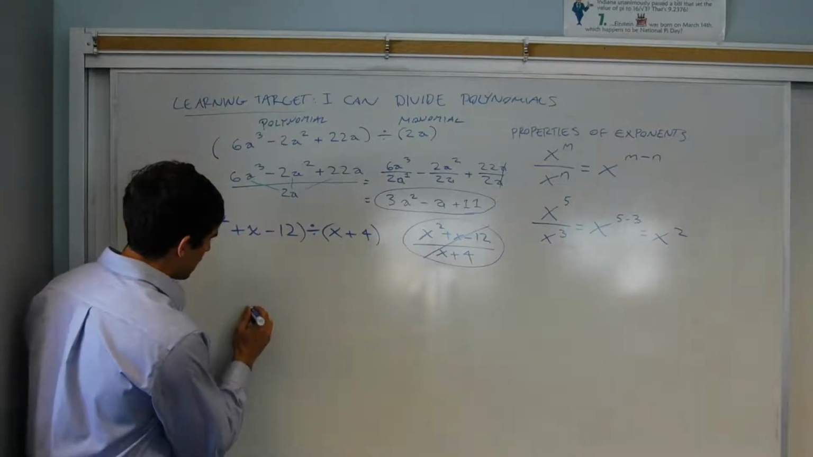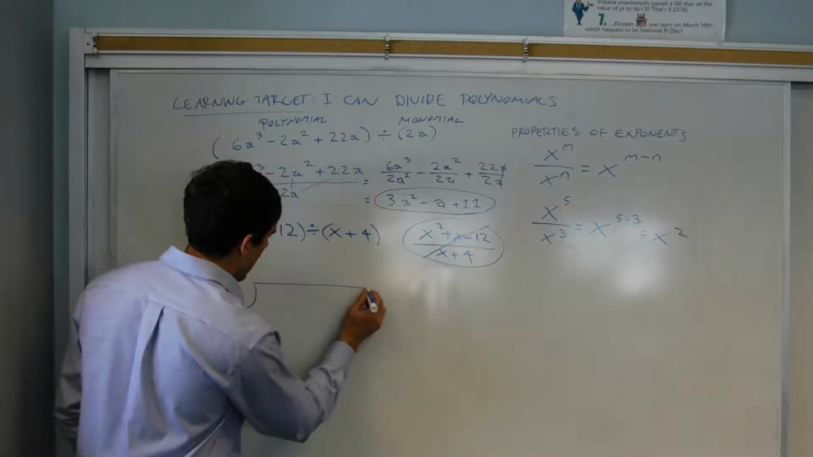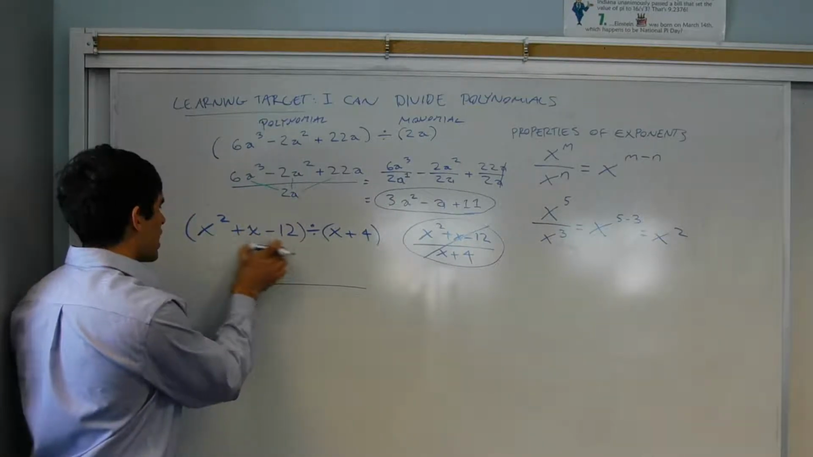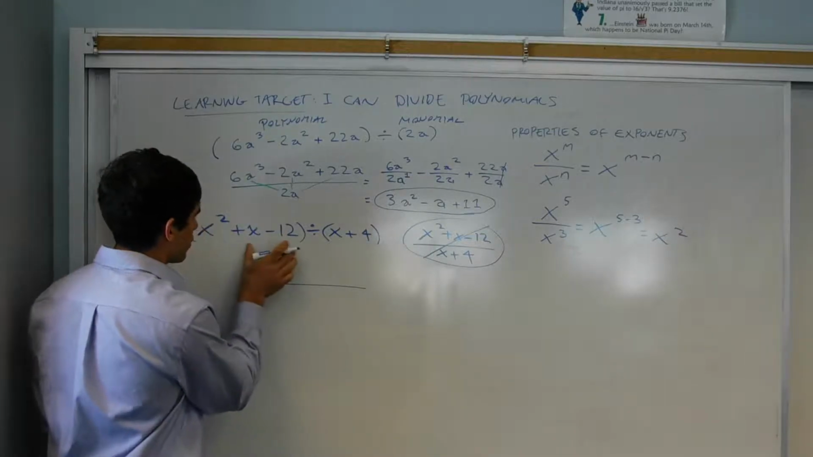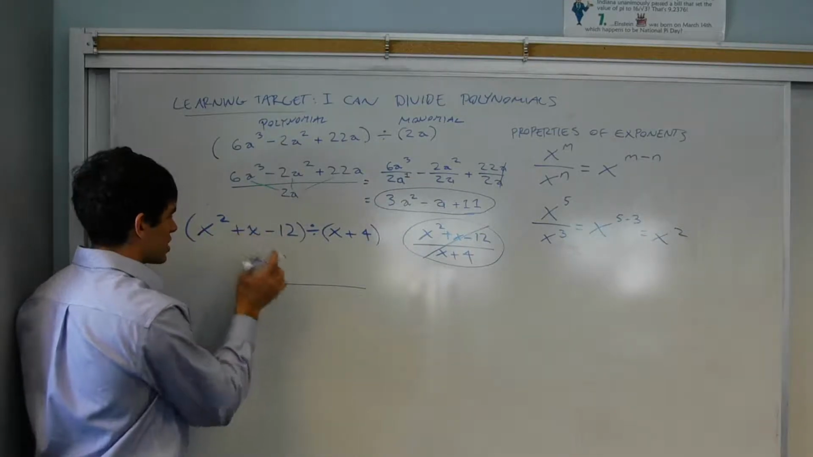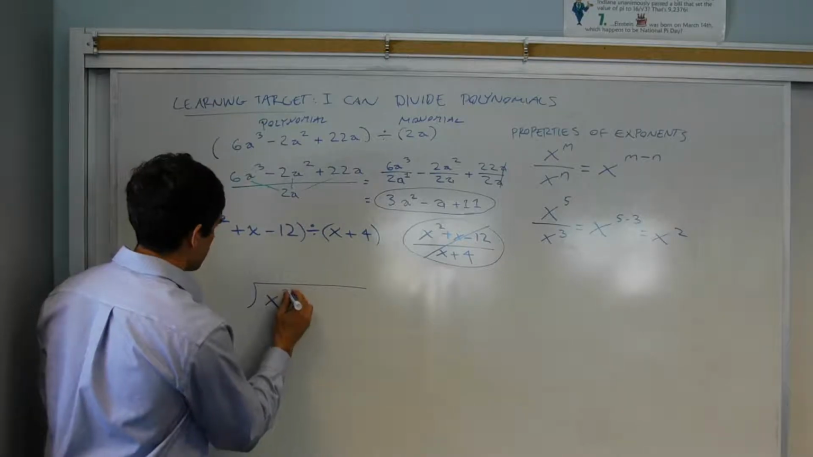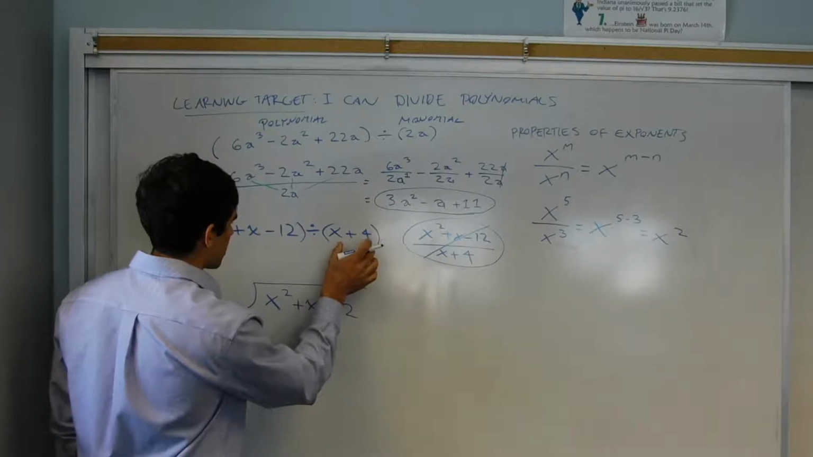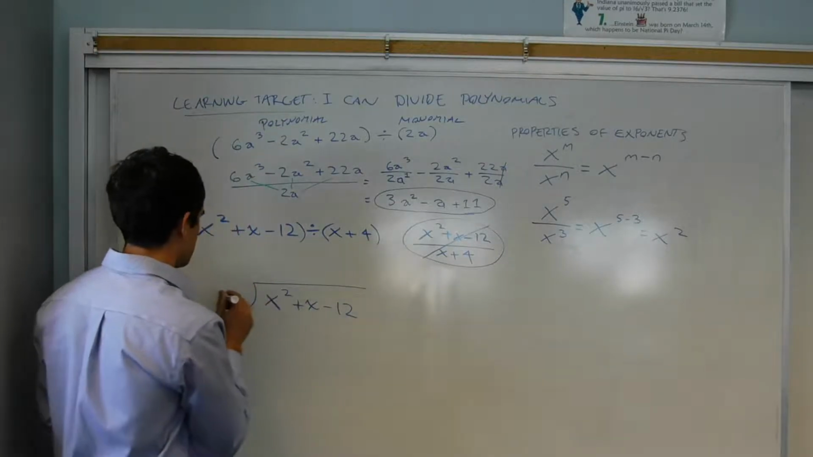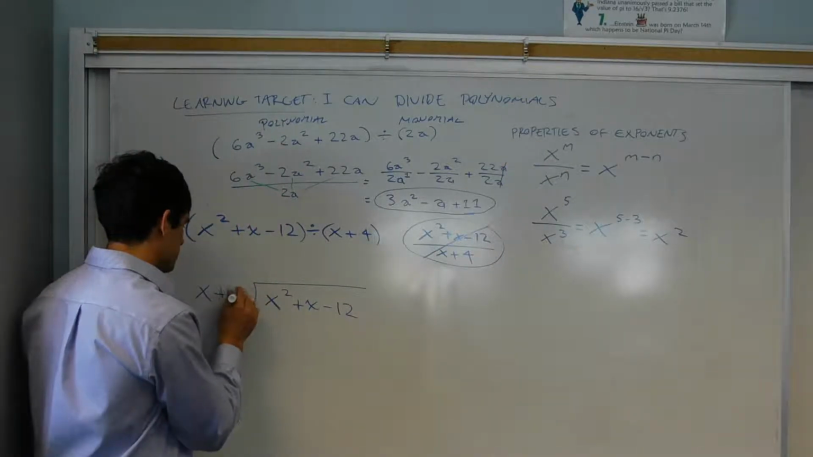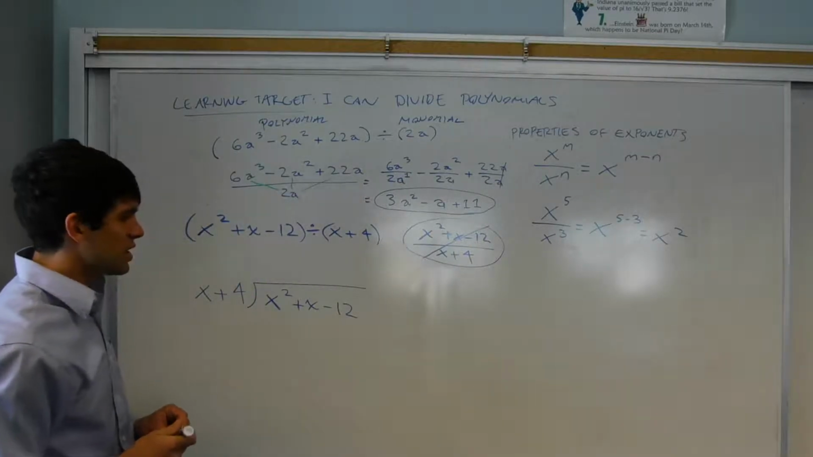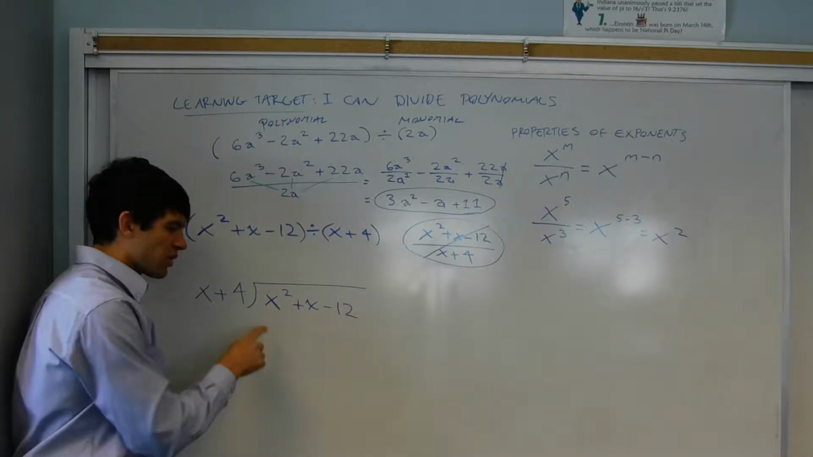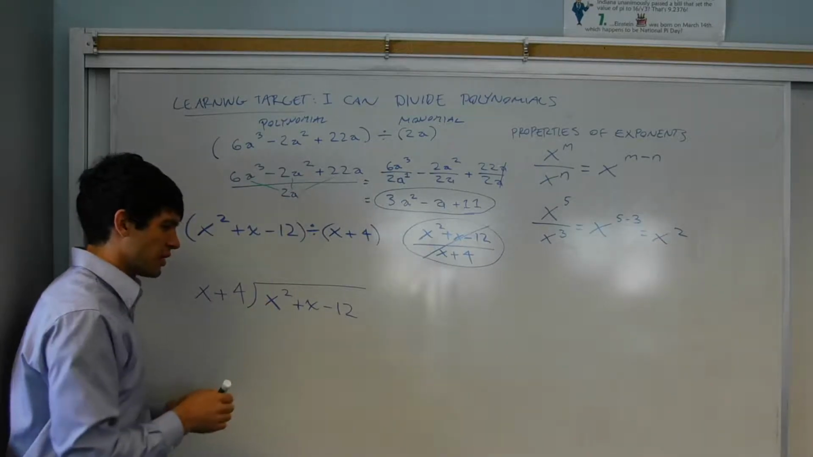So we're going to start by making what I like to call a little house. It looks like this. And then we're going to take the higher order polynomial, which is this one, and put it within the house. And then we're going to take the term that we are dividing by and put it outside the house. So the key to polynomial long division is that we're always going to be starting out by looking at the first term in each polynomial.